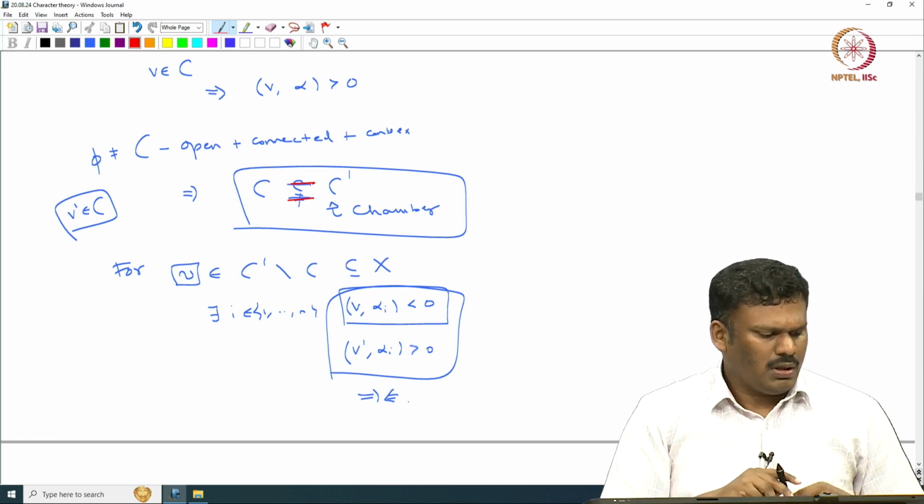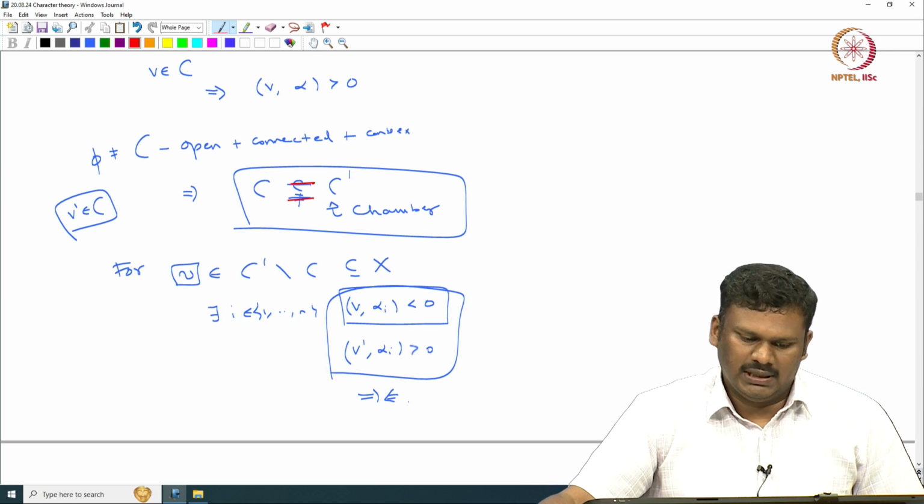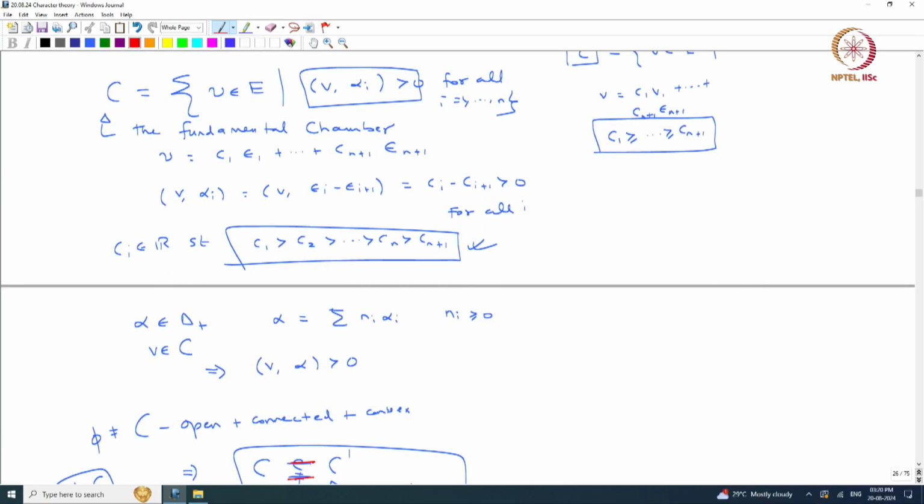We will use this Weyl group action to understand how it acts on the chambers. We will indeed prove that the action of the Weyl group on the set of chambers is simply transitive. We will do that in the next class. I will stop here. Thanks.